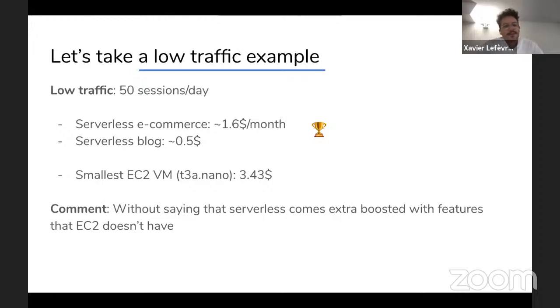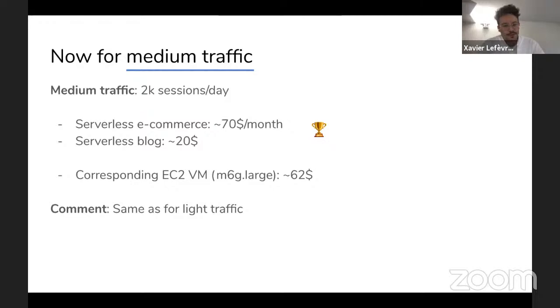What's funny is that I compared it with the smallest EC2 VM, which is supposed to be cheap. And I found out that the smallest EC2 VM is going to be $3.43. So a serverless application of this size, which is going to be much more complex than just a simple EC2 VM that comes naked, is going to be much more powerful and cheaper. So here the champion is quite clear. Serverless takes the win.